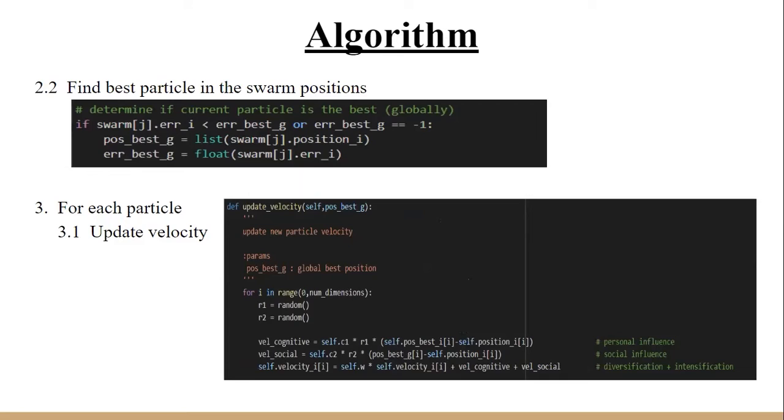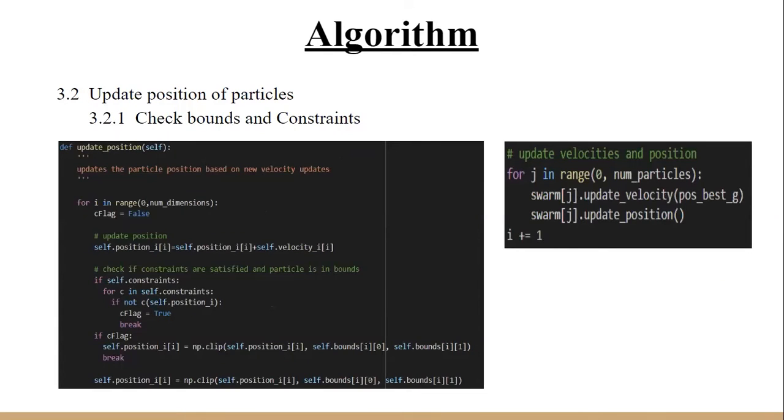After calculating the cost for each of the particles, we find the particle with the best position, that is, the particle which is closest to the global optimum. After that, for each particle, we update its velocity. How is the velocity updated? Like Karthik discussed earlier, we use the formula for updating the velocity, which consists of an inertia part, the cognition part, and the social influence part, where C1 is the cognition, C2 is the social influence, and R1, R2 are random numbers.